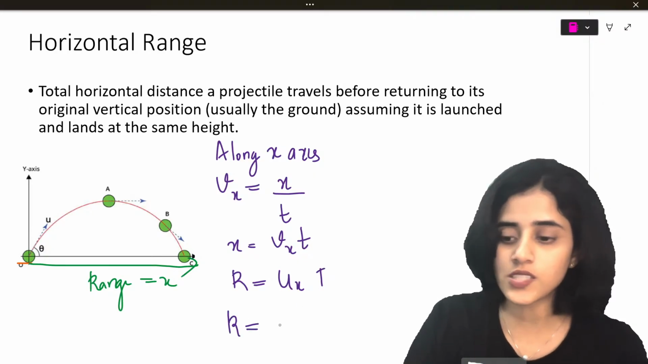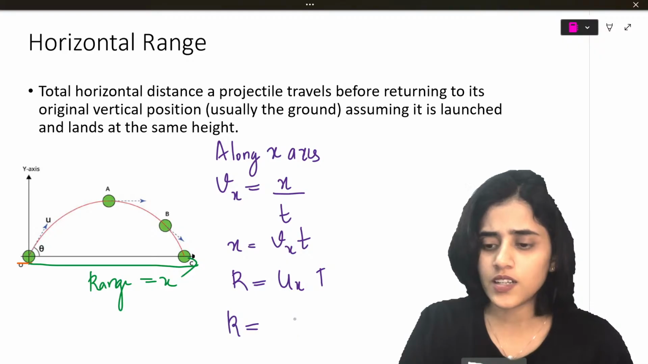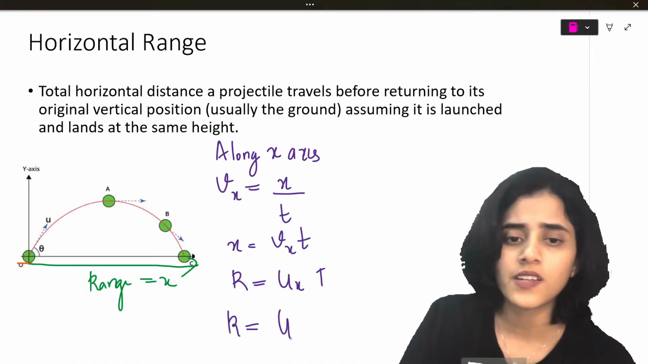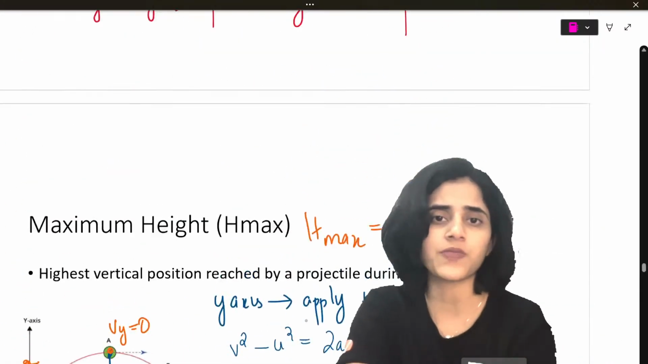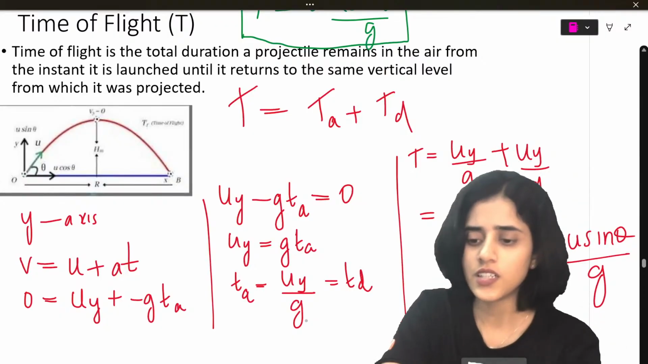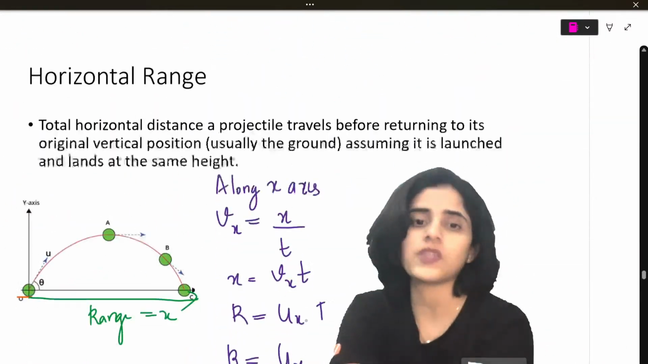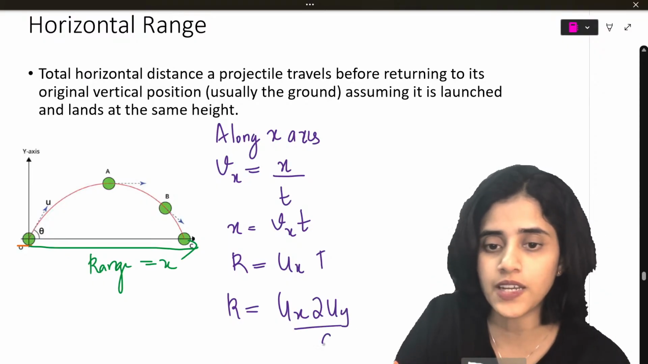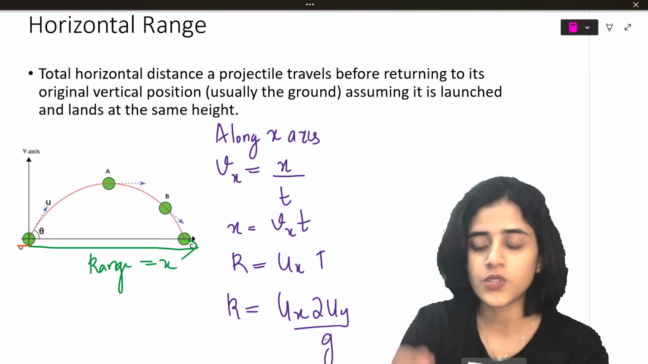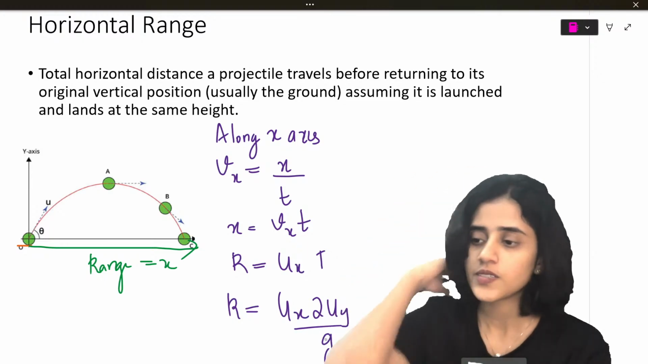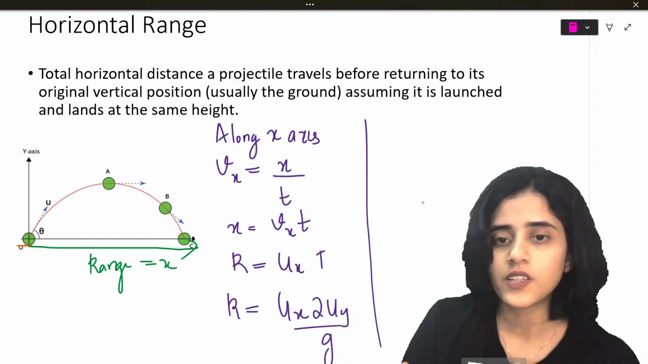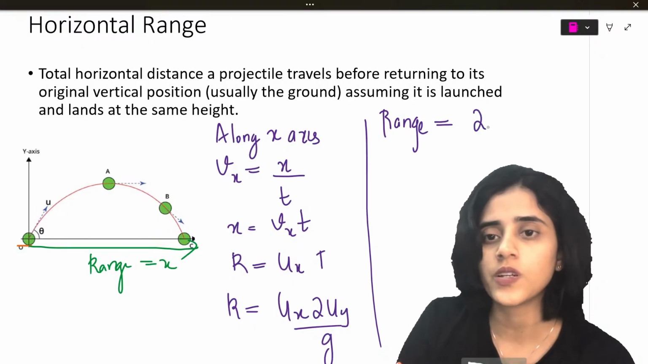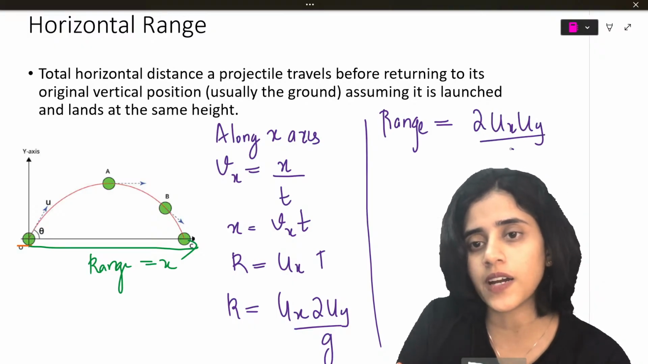So then range is ux into time. Time we already discussed. What is t? T is 2uy by g. Okay, so I will put that here. So this is 2uy by g. Now let's solve it. So range is equal to 2ux uy by g.